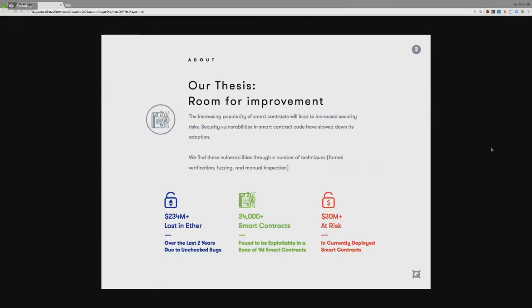Due to unchecked bugs over the last 2 years, you're seeing $234 million USD lost in Ether. We're talking about 34,000. Now estimates are around 50,000 smart contracts that are found to be exploitable. And we're talking tons of money at risk.